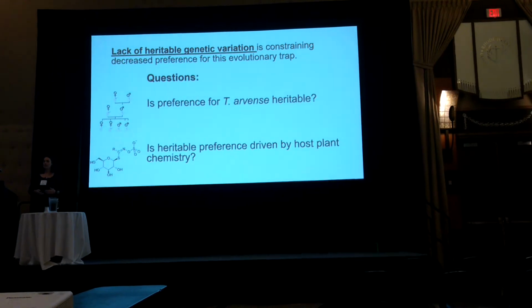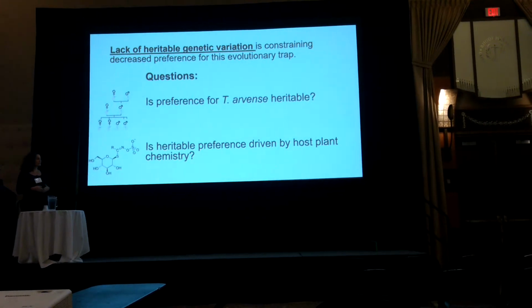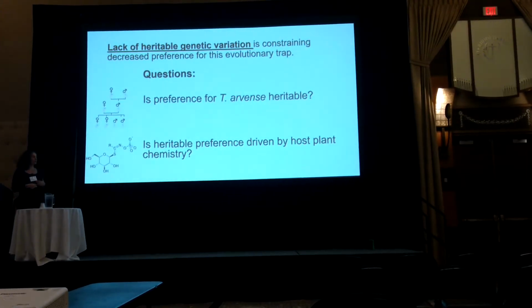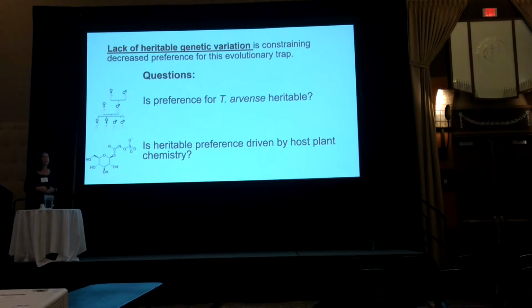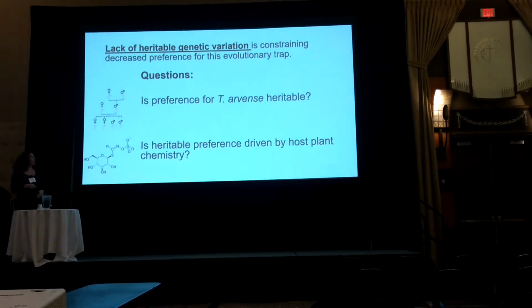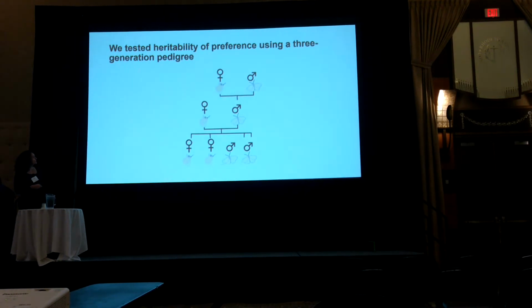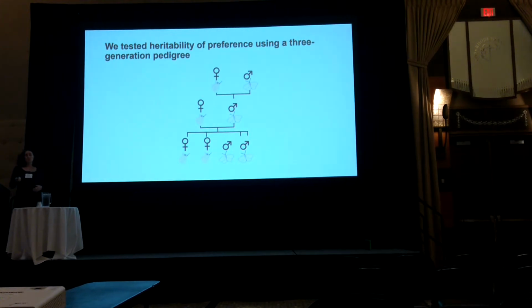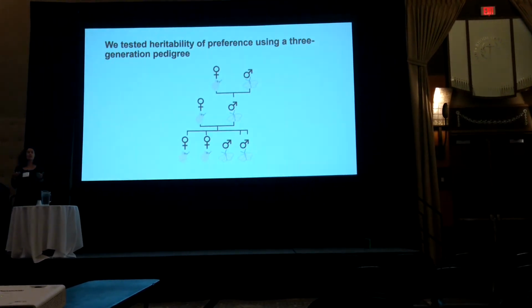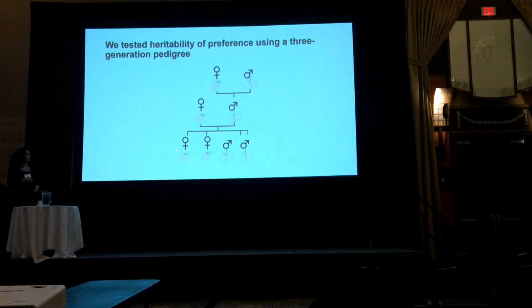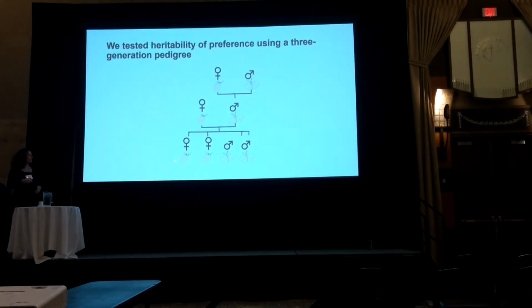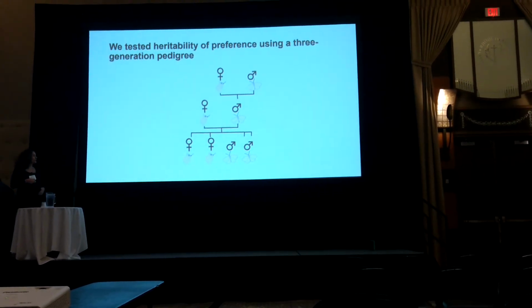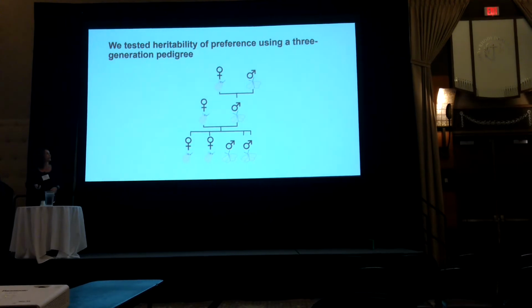And then also going back to this idea that this maladaptive interaction is really driven by host plant chemistry, we expect that the heritable preference is also driven by host plant chemistry, and then we should see a strengthened signature of heritability. We tested heritability using a 3-generation pedigree, and I just want to point out at this moment that in butterflies, females are heterogametic, so our 3-generation link of interest is these granddaughters and their paternal grandmother, although we'll also be looking at the daughter and mother pairs throughout the pedigree as well.